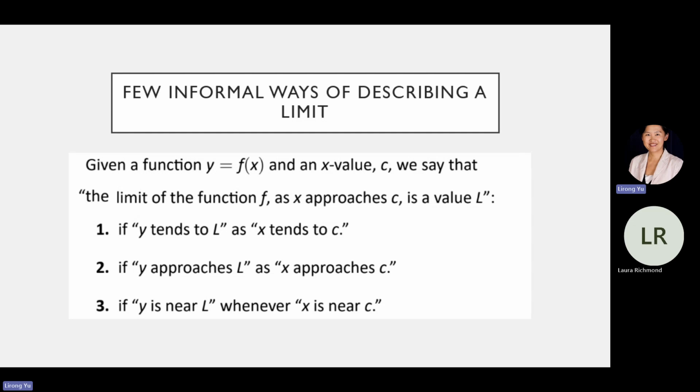Number 3 is y is near L whenever x is near C. So that's another way to say it. You can see tends to, approaches, near. Those are words we use to describe it, but they're really an informal way to say it. How close is close? I mean, how near is near? So there has to be a quantified way instead of saying this informally.